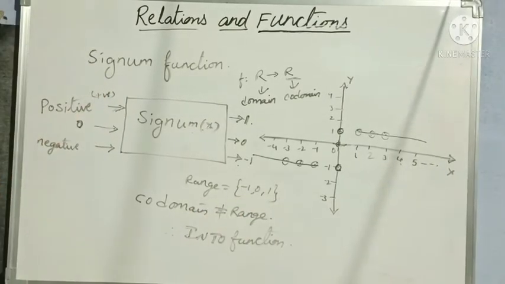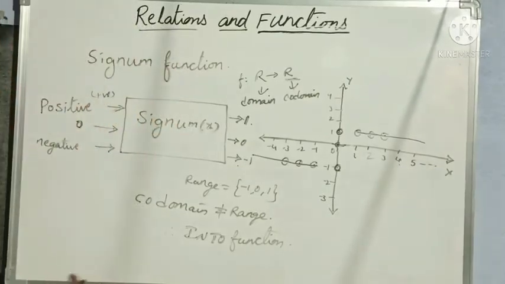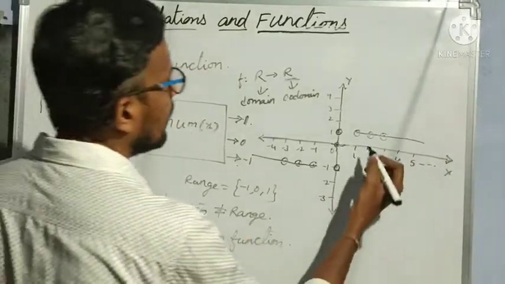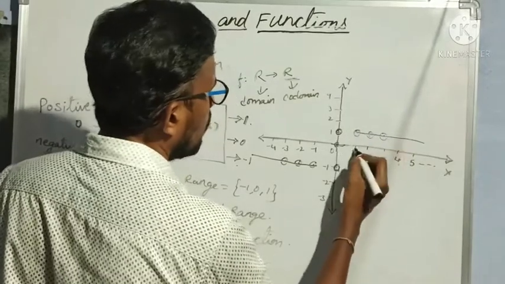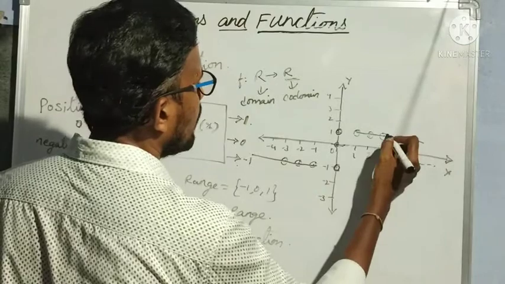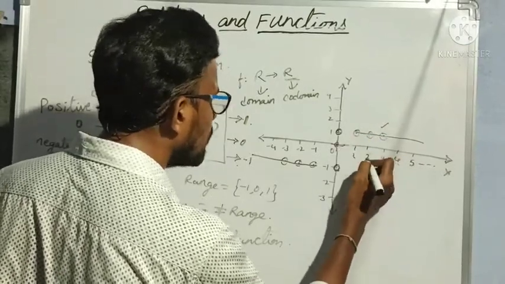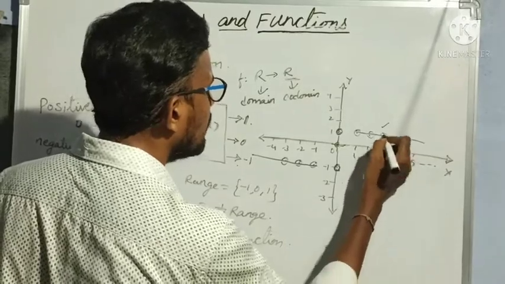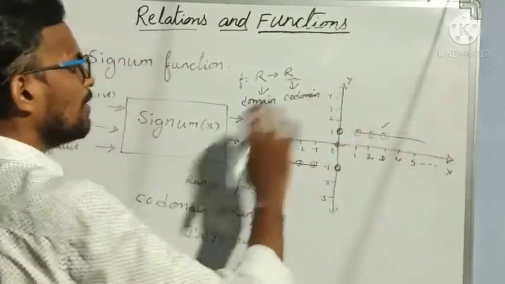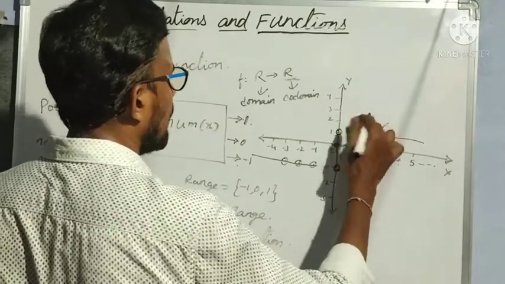Okay, so when codomain is not equal to range, then this type of function is what type of function? Into function. Then clearly we can understand that more than one value of x is having same value as y. Same image here means when my x value is 1, y value is 1. When my x value is 2, y value is 1. When my x value is 3, y value is 1. Means more than one element of A is having same image in B.